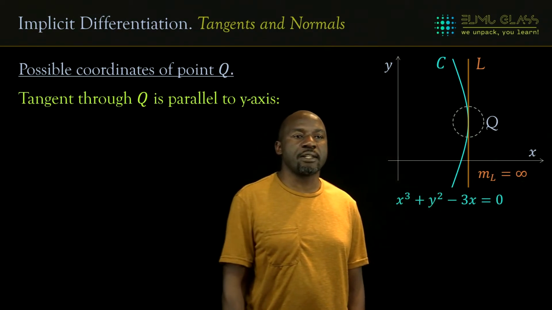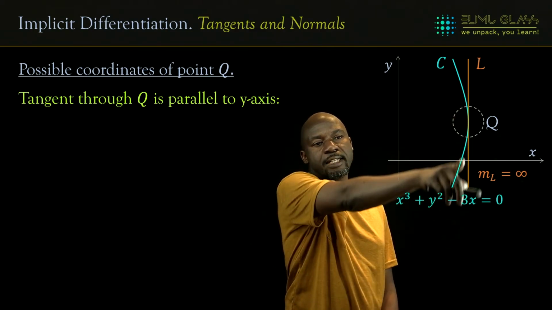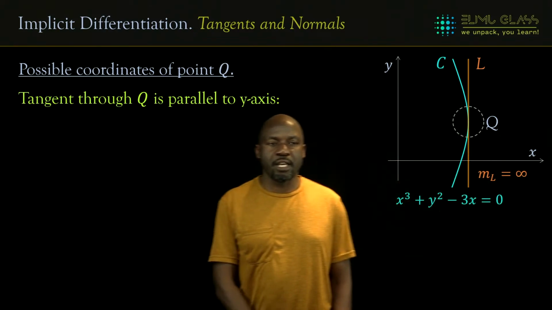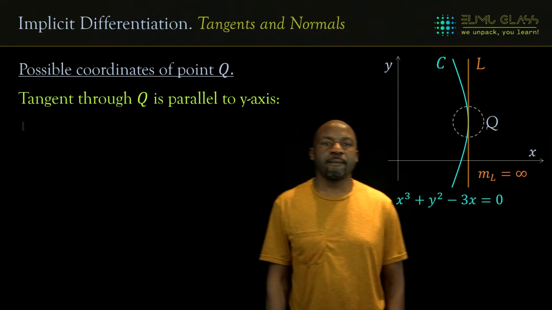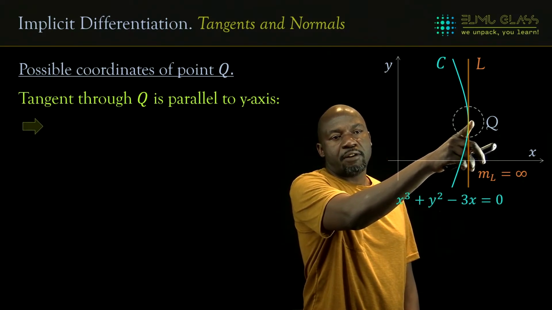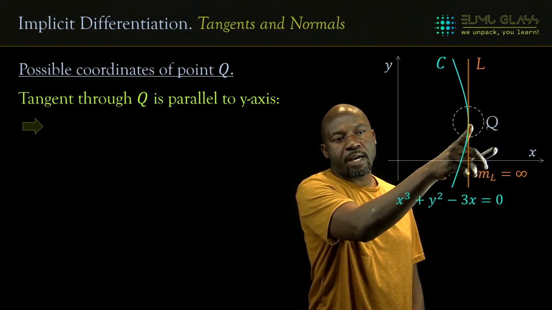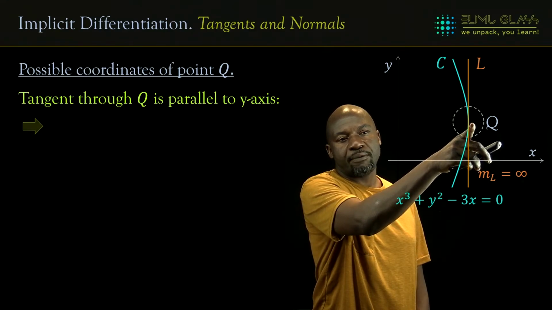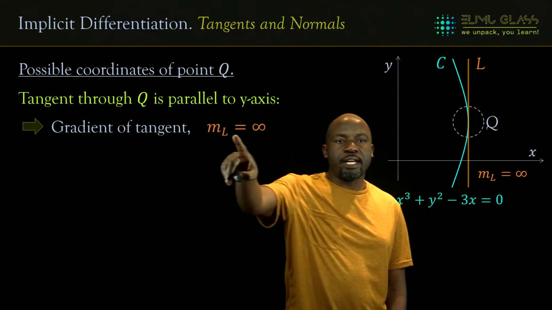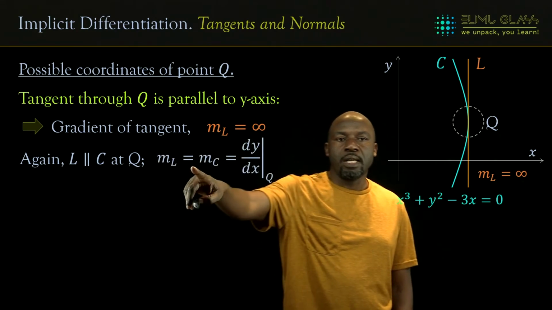If a line is vertical like that, then its gradient is infinite. So our vertical line, which is tangent at point Q, must have a gradient that is infinite. And if that's the case, then because they are touching, their gradients must be the same. So our line C and line L are parallel at point Q, and if they are parallel, then their gradients are equal. So the gradient of line L is infinite, and so is the gradient of our curve. The two gradients are equal.